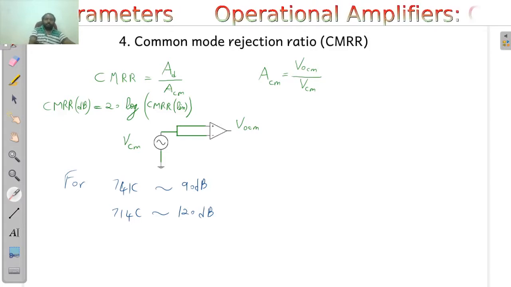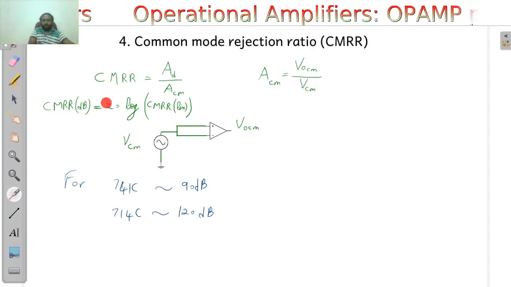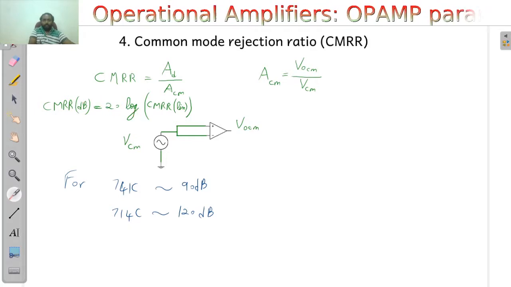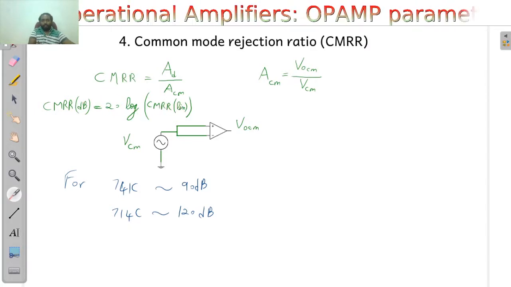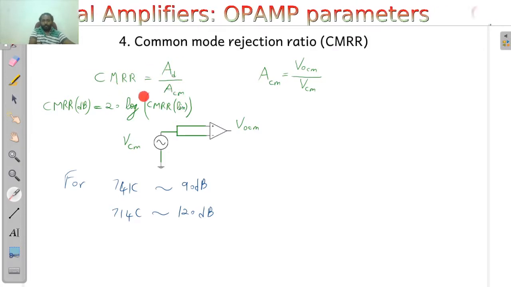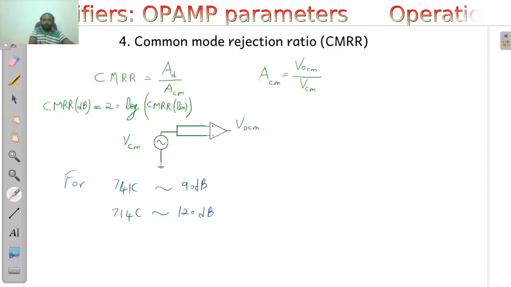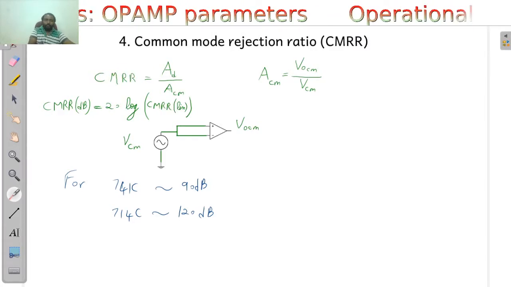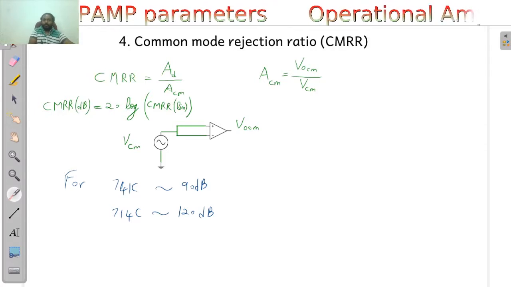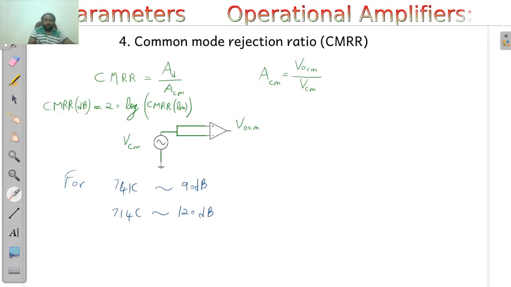Okay, so you can represent the CMRR in decibel scale also. That is written here like 20 log of the linear scale CMRR. Linear scale CMRR is written here: differential gain by common mode gain. This one is the linear scale CMRR. So you can convert this linear scale CMRR to decibel scale and represent it as this much dB, decibel. Okay, so that is written here.